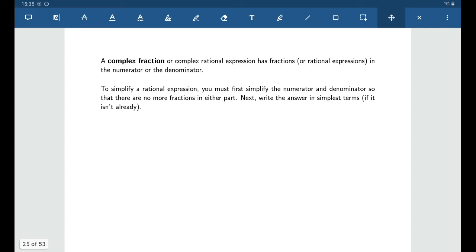So what we did in the last example there, that was an example of what's called a complex fraction. A complex fraction or a complex rational expression, that's a fraction within a fraction. You've got rational expressions inside of the numerator of a rational expression, or a rational expression inside the denominator of a rational expression. The idea to simplify one of these complex fractions is to first reduce it back to being just a regular rational expression, not complex, and then simplify from there. Now, there's a couple of ways that you can tackle this.